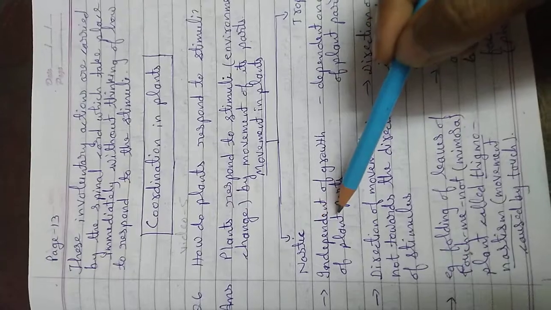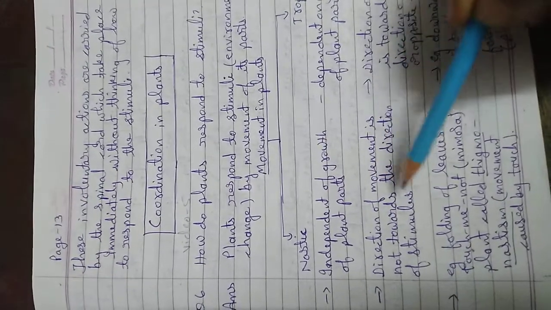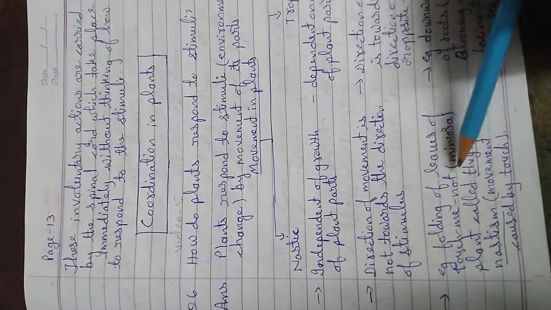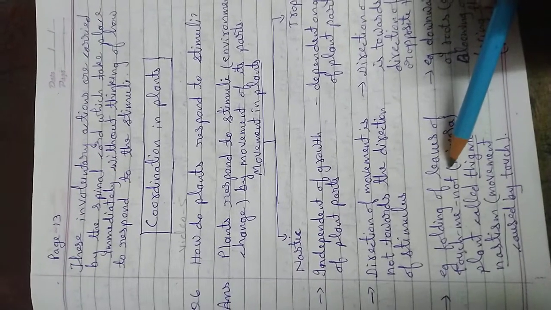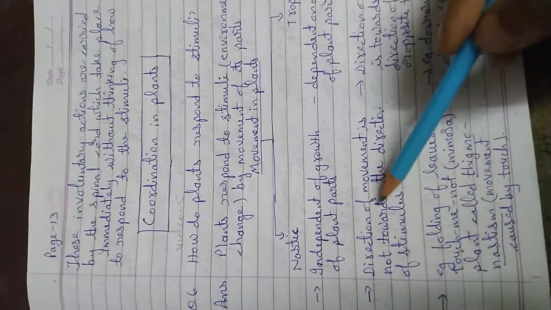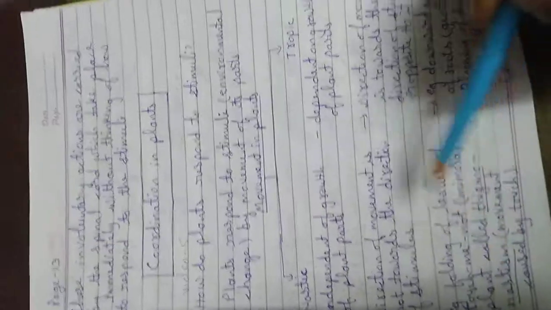Nastic movement doesn't involve growth, and the direction of the movement is not towards the direction of the stimulus. So the stimulus was touch. Wherever we are touching, the leaves are not curling towards the touch, they are curling away from it. It is not a directional movement, it is not a direction-dependent movement.